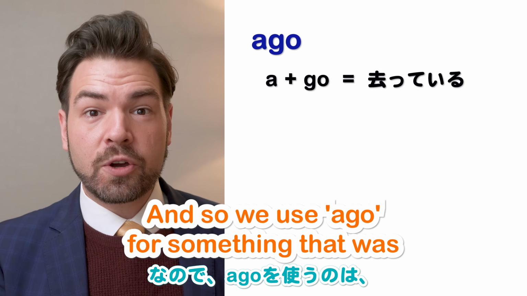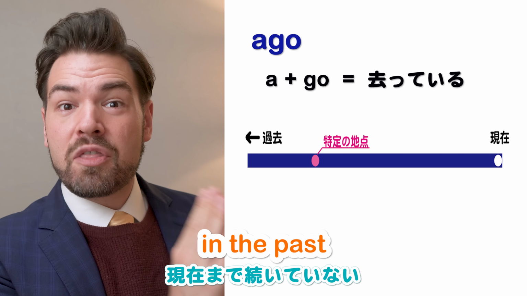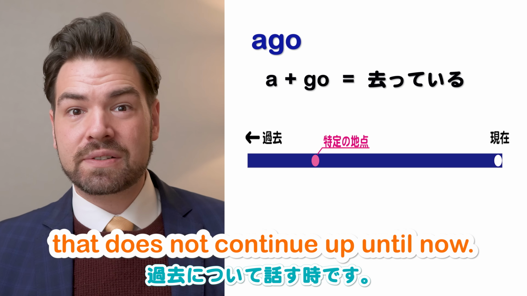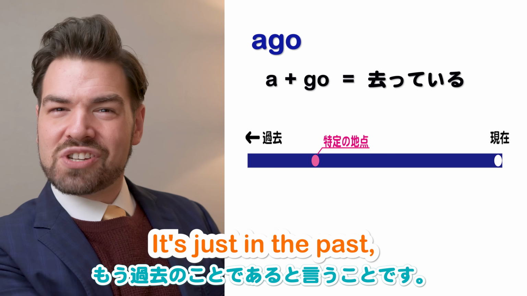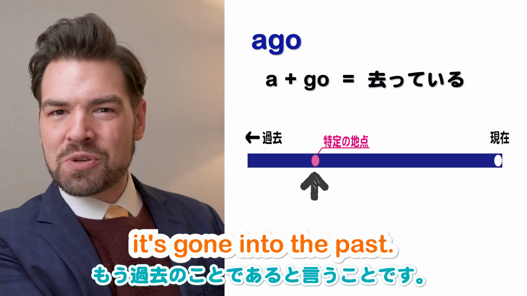And so we use ago for something that was in the past that does not continue up until now. It has no connection with now. It's just in the past. It's gone into the past.